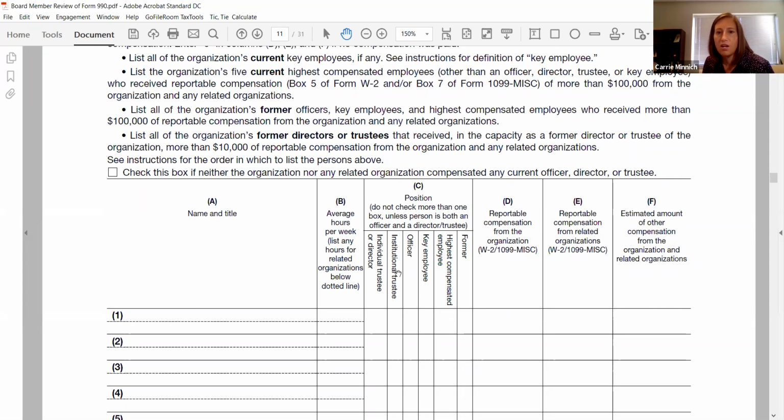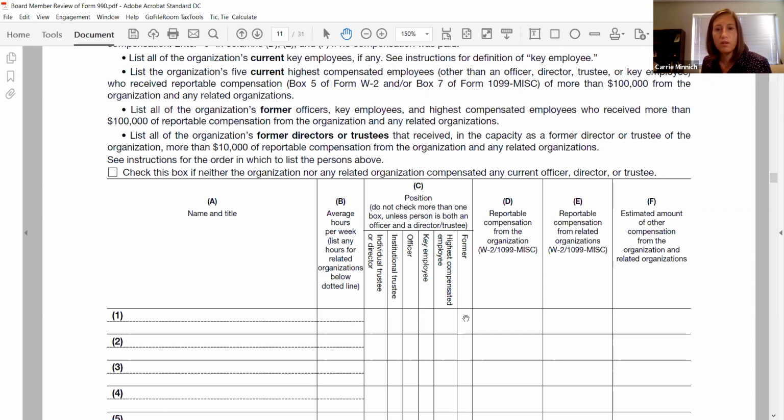Key employees are employees that make over $150,000. So yes, they may be a key employee, very important to your organization, but if they don't make over $150,000, they should not be listed here. This box should not be checked. And then also highest compensated employees, those are employees that make over $100,000. So key employees and highest compensated employees are based on their salary. Board members, CEOs, executive directors, it doesn't matter how much they make, they all have to be listed here.